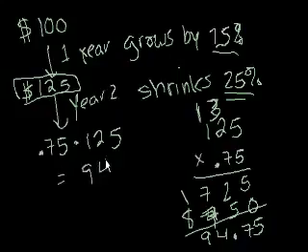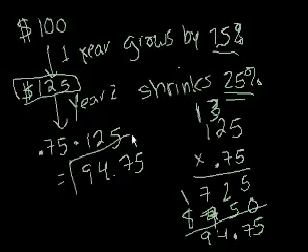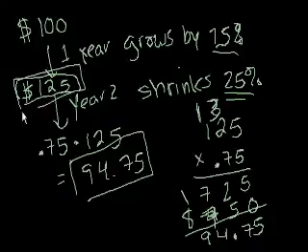94.75. So it's interesting. If I start with $100 and it grows by 25%, and then it shrinks by 25%, I end up with less than I started with. And I want you to think about why that happens. Because 25% on 100 is the amount that I'm gaining. That's a smaller number than the amount that I'm losing. I'm losing 25% on 125. That's pretty interesting, don't you think?